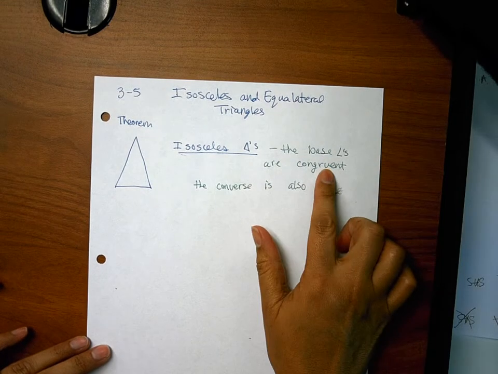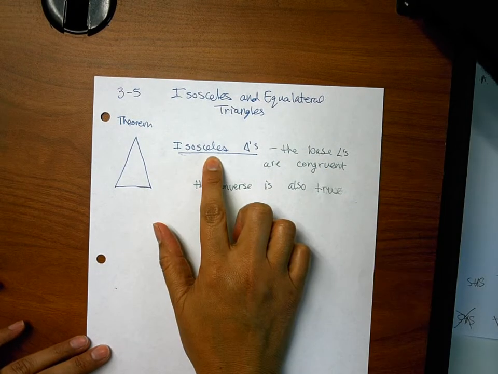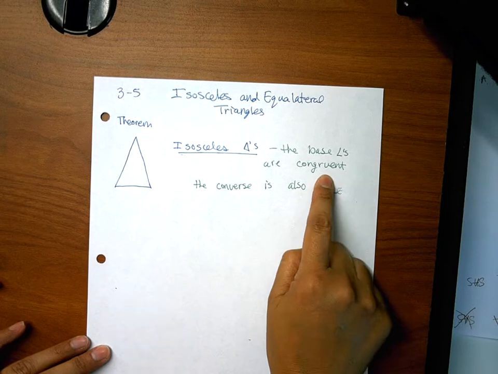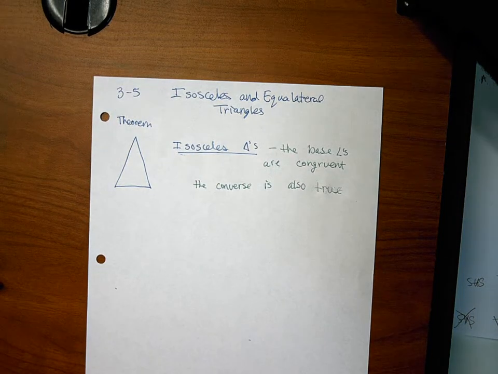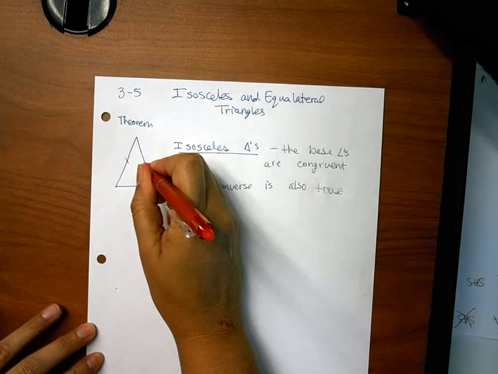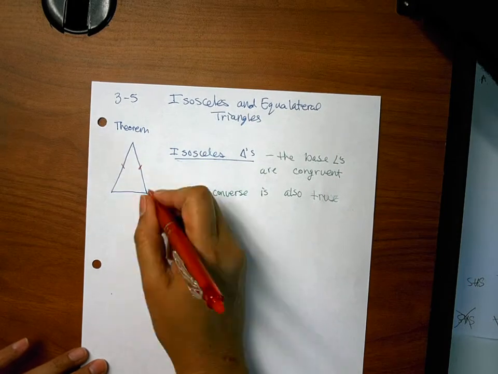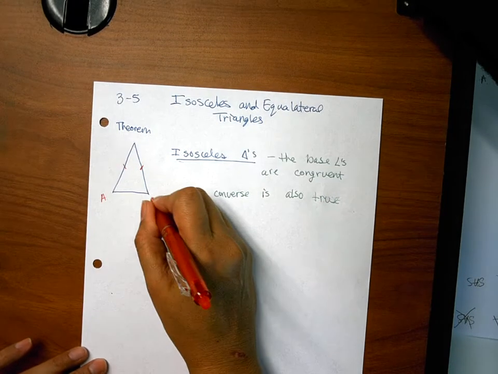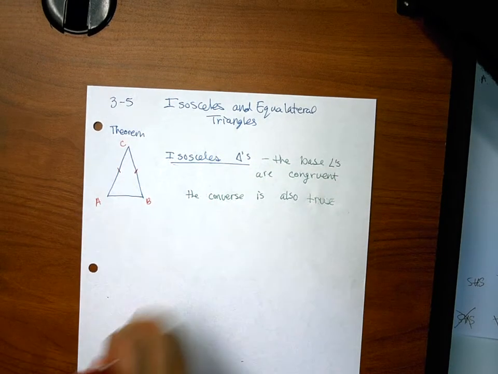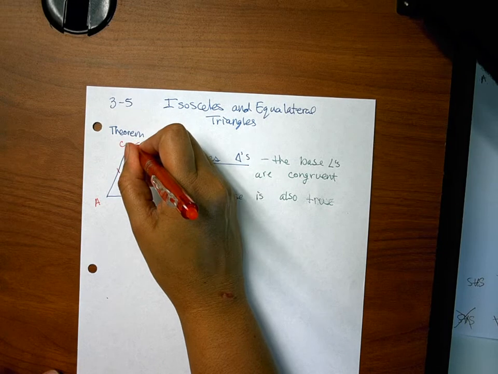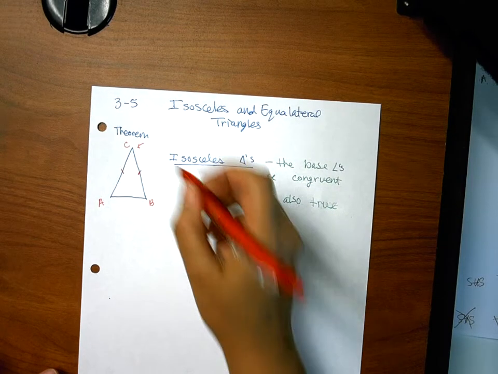What does the converse mean? It's going backwards. If the base angles are congruent, then it's an isosceles triangle. If it's an isosceles triangle, then the base angles are congruent. So it goes both ways. All right, so what does that look like? We should know an isosceles triangle has two congruent legs. I'm going to call this A, B, C.